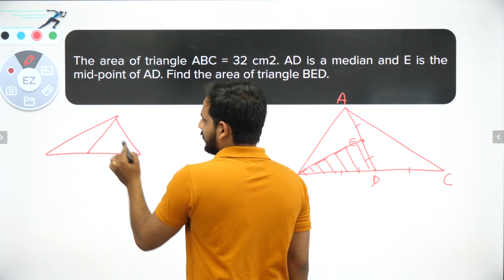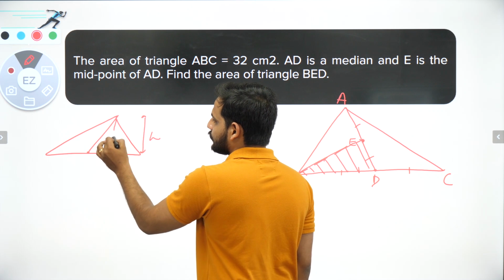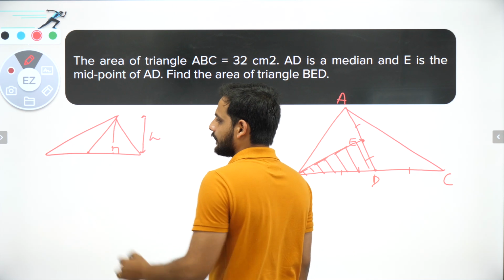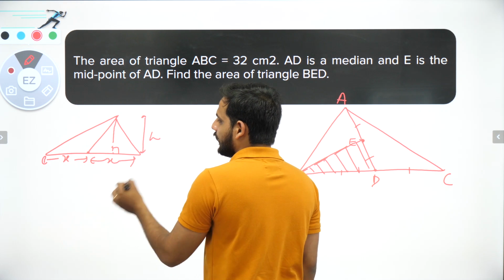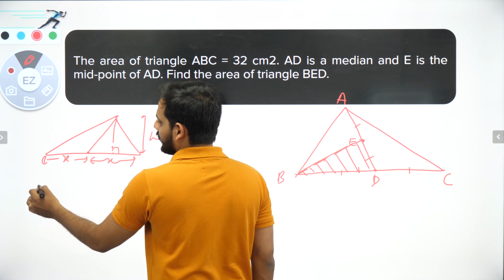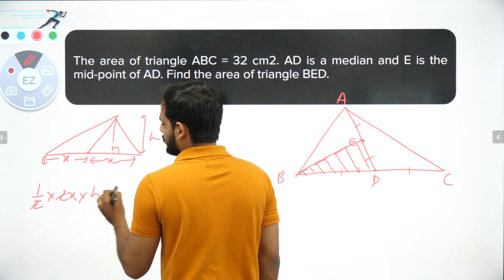Now, the area, let's say the height will be the same for both triangles. This is the height, the perpendicular. And the base is X and X. So earlier the whole area of the triangle was half into 2X into H, which is XH.